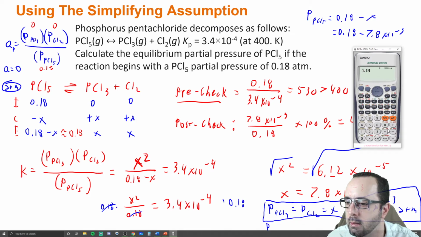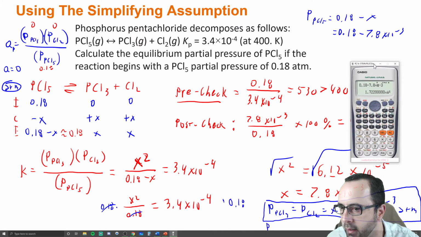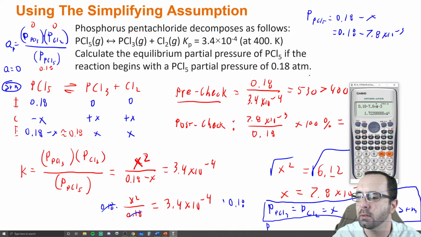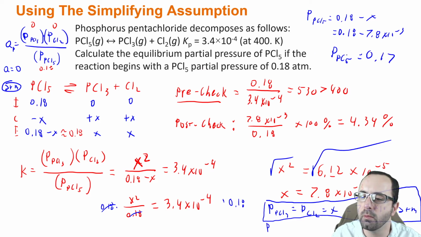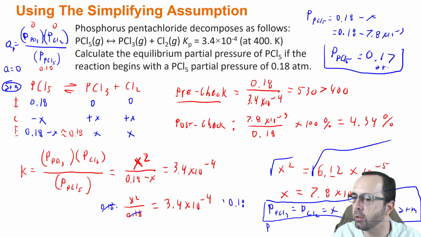0.18 minus 7.8 times 10 to the minus 3, and so we get 0.17, if we round it to sig figs. So the pressure of PCl5 is 0.17 atmospheres. Don't forget the unit.